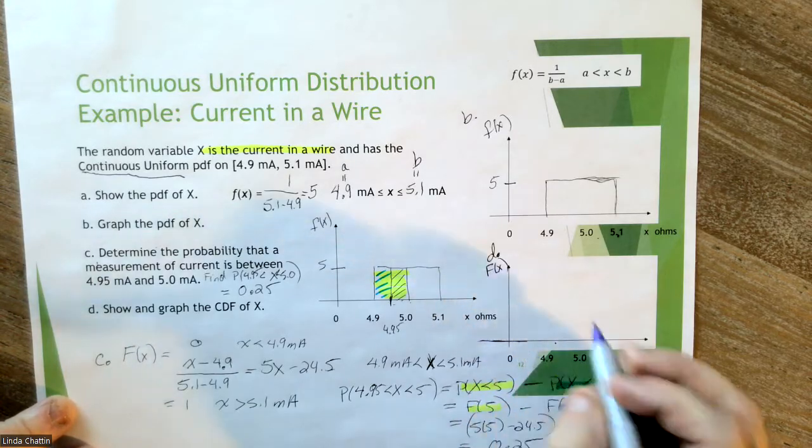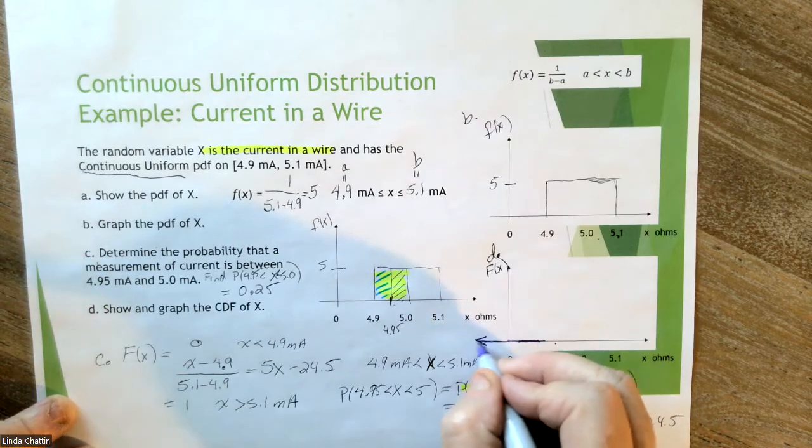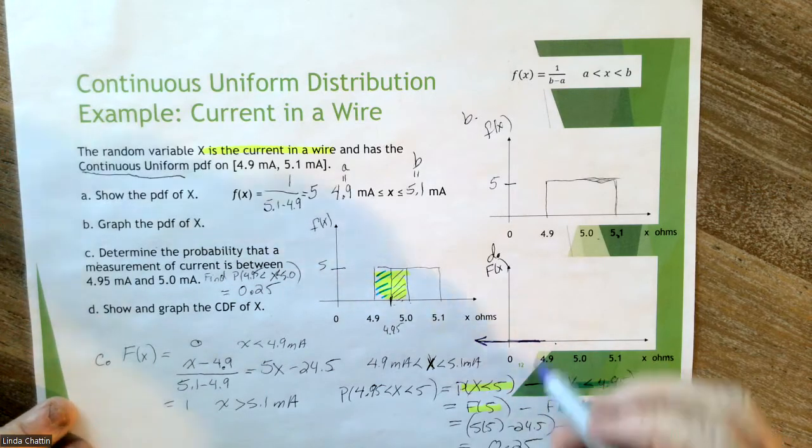And then when we get to 4.9, we're going to have the equation of a line. I hope you can recognize this. This is the equation of a line. It has a slope equal to 5 and an intercept at negative 24.5. And that means it would be down here.